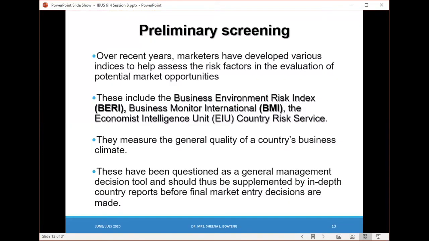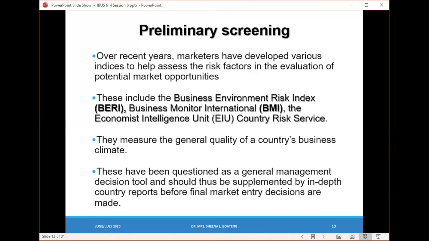So once you're done with the preliminary screening, it helps you to determine to a large extent which host countries are plausible in terms of selling your product or service, and which ones are not. So you can eliminate them in advance and not waste your time and energy considering them into the long term, where ultimately you will realize that they are not good enough markets to sell your products and services in.